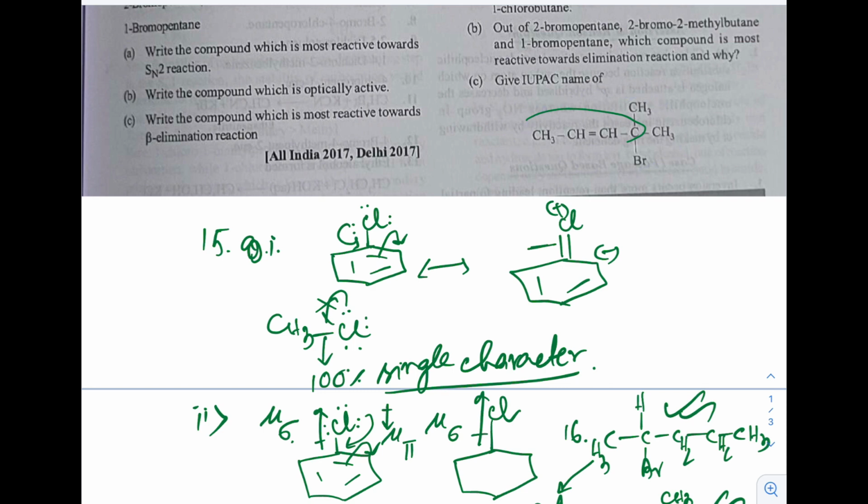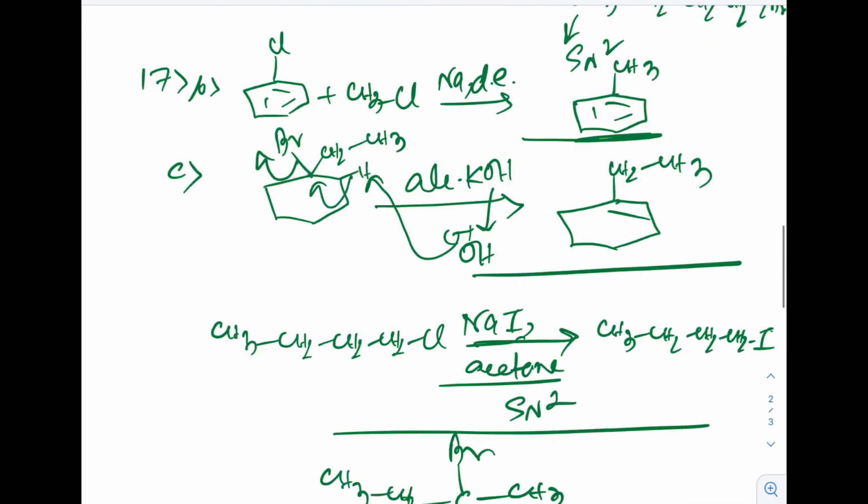Next, give the IUPAC name of this compound. We have to write down the IUPAC name of this compound. Here the main group is the double bond, right? So the double bond will get the least position. So 1, 2, 3, 4, 5. So what will be the name of that particular compound? 4-bromo-4-methylpent-2-ene. Well, it is done.